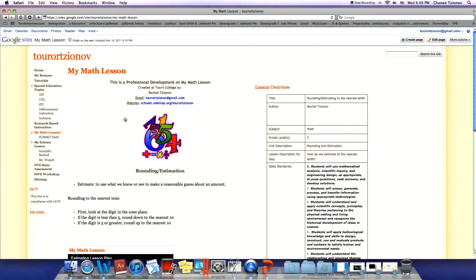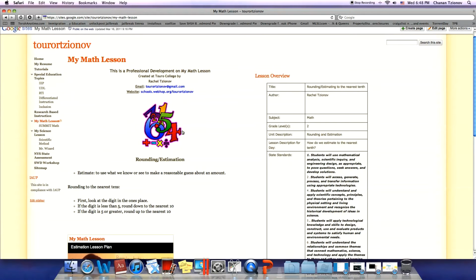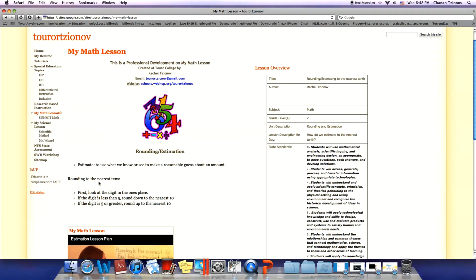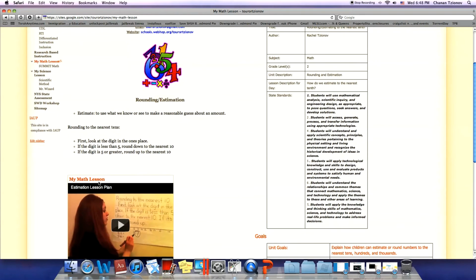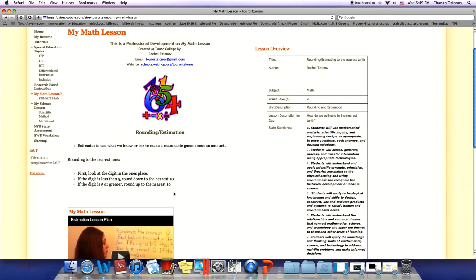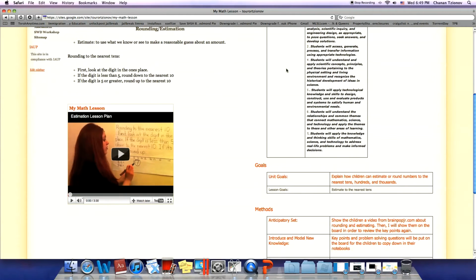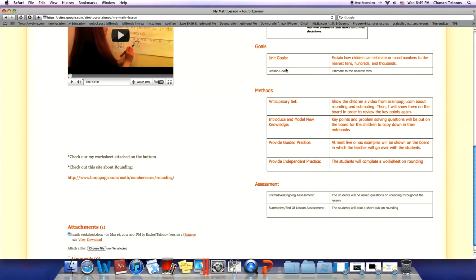Okay, my math lesson was about rounding to the nearest 10. On the bottom, you can see a video of me giving a math lesson. On the right, you will see my lesson plan, which was written in the style of a UDL template. It has a lesson overview, the goals, the methods, and assessment.